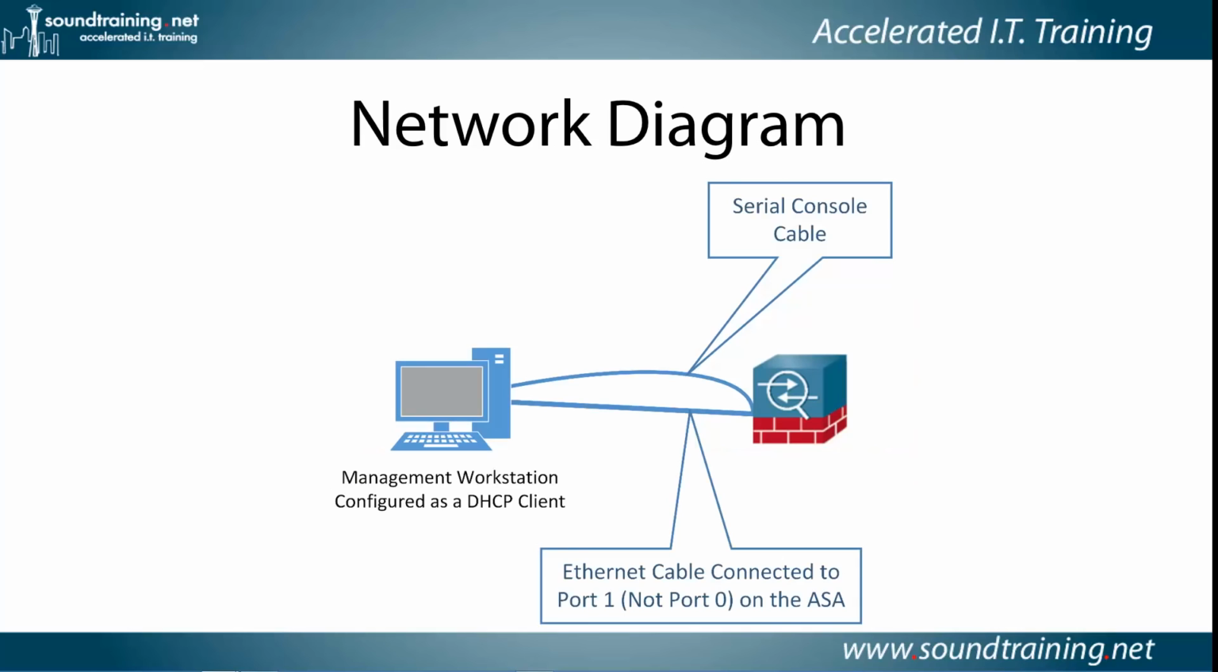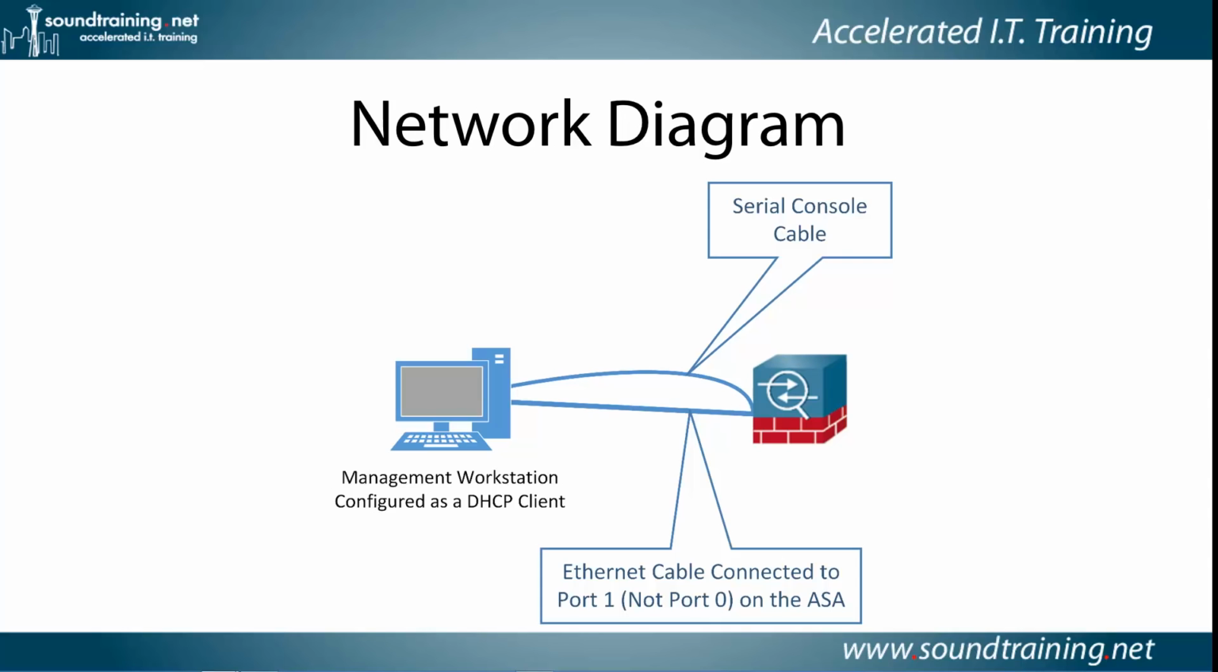Now here's the network diagram that we're going to be working from. As you can see, it's pretty simple. We've got a serial console cable connected from the management workstation, either the COM port or through a USB to serial adapter to a USB port on the management workstation, going to the console port on the firewall.